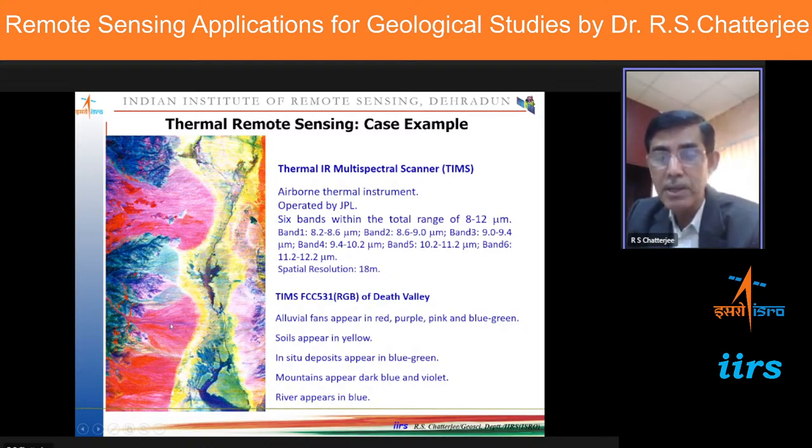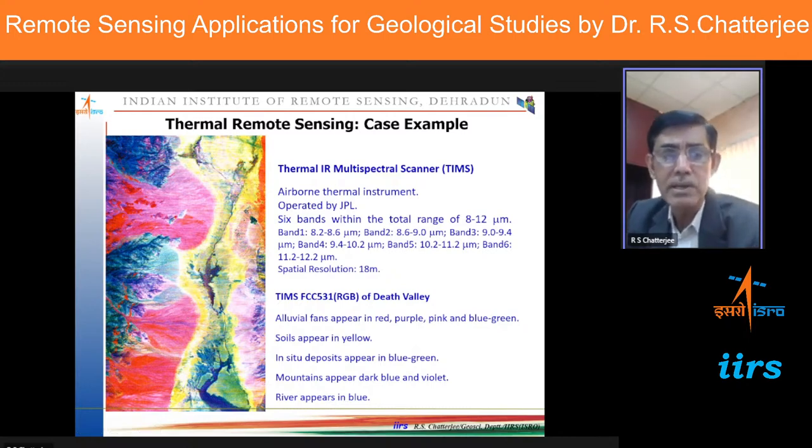We are getting the pink or red color for alluvial fans. Where the compact rocks are, you see blue. You see the soil appears yellow, isn't it? So different landforms, different materials, different rocks or alluvium have different signatures in the multispectral thermal image.